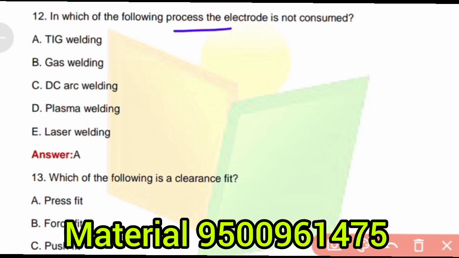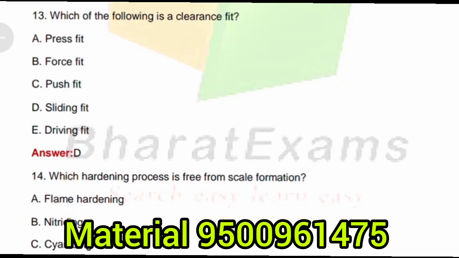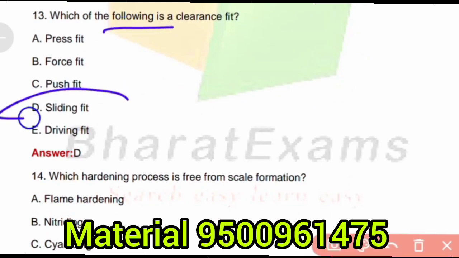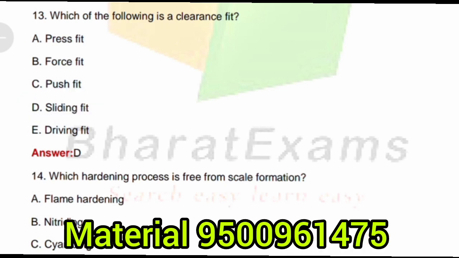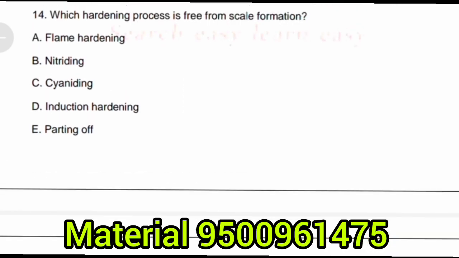In which of the following process the electrode is not consumed? TIG welding. Which of the following is a clearance fit? Sliding fit. Which hardening process is free from scale formation? Option D, induction hardening.